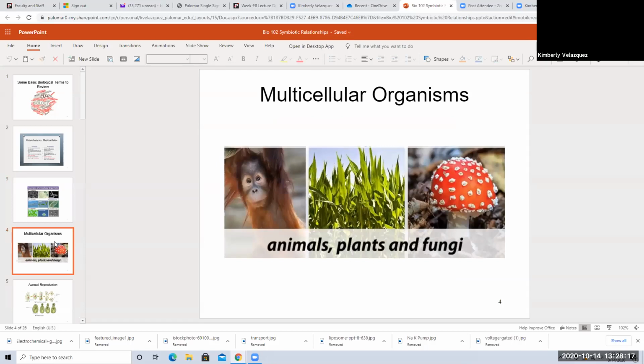Obviously, multicellular organisms are far more complex, so it would include animals, plants, and most fungi. Most fungi are multicellular. By the way, fungi is also correctly pronounced fungi, also fungi and fungi. So four different pronunciations of that term.